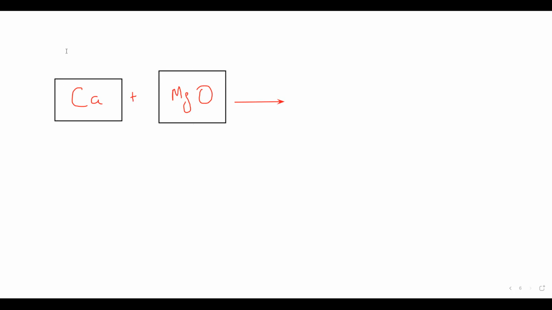Another example, if I say Ca plus MgO, which kind of equation is this? Element plus element, element plus compound, or compound plus compound? So it is element plus compound, good. Calcium is an element, magnesium oxide is a compound.